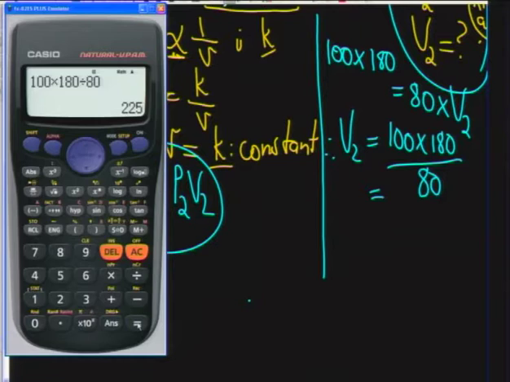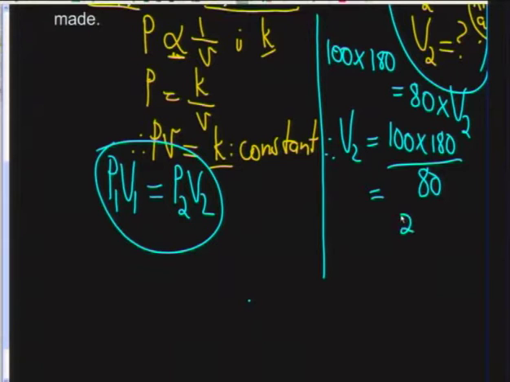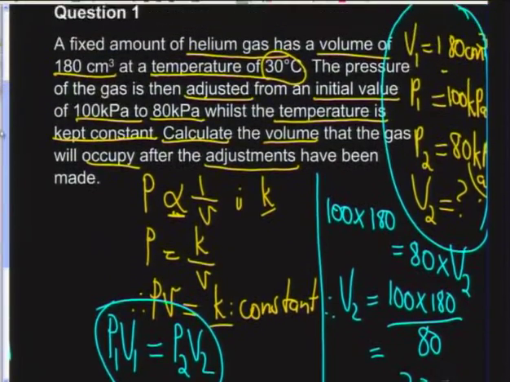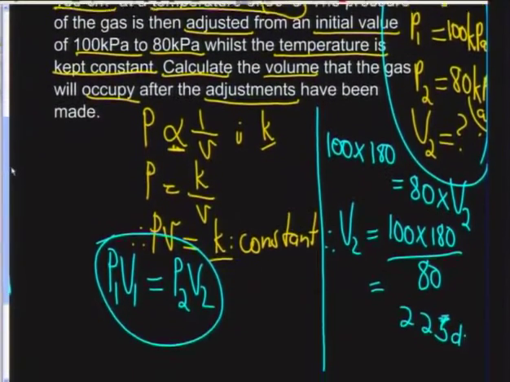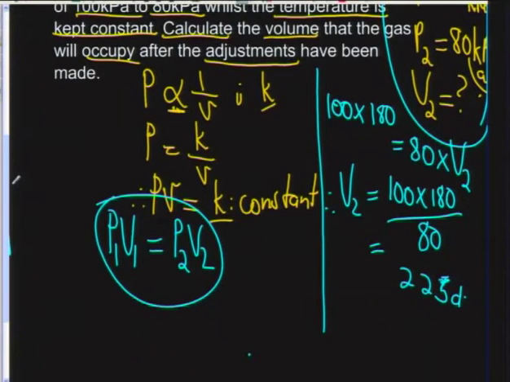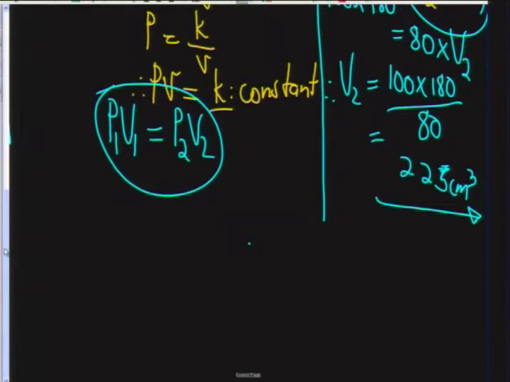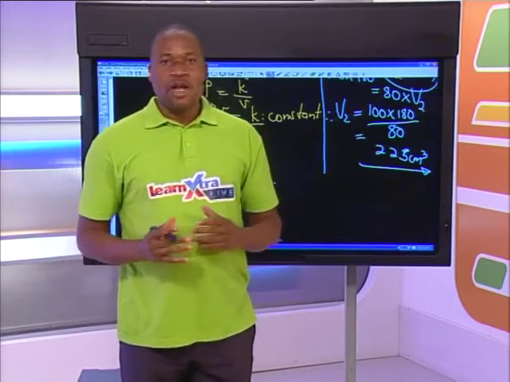225, okay? So it is 225 what? 225 cubic decimeters. Is it decimeters or centimeters? Let's just check what was given to us. We were given this in cubic centimeters. So this will be cubic centimeters, right? So we've been able to calculate for the volume there, making use of Boyle's Law. If you like, this is the application of Boyle's Law, all right?